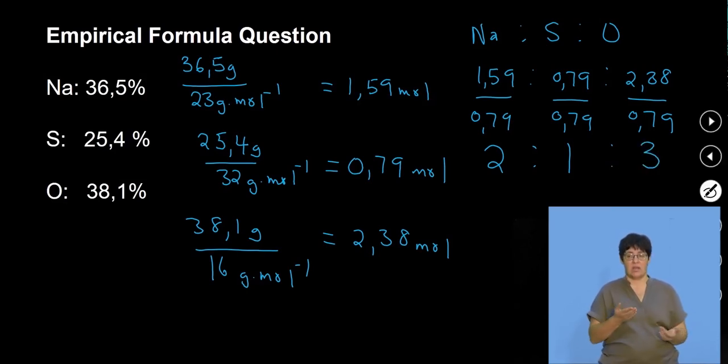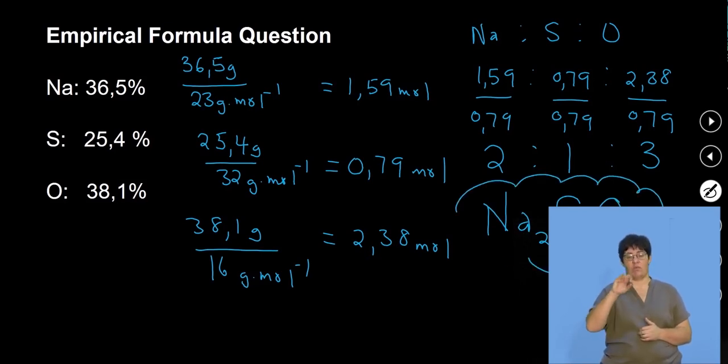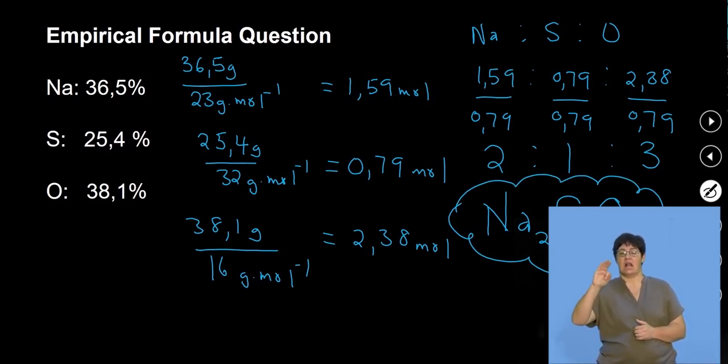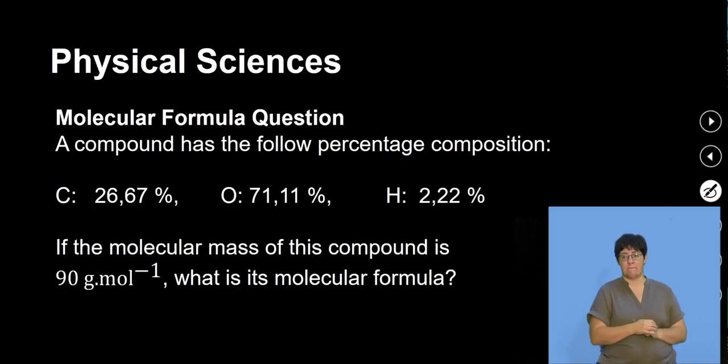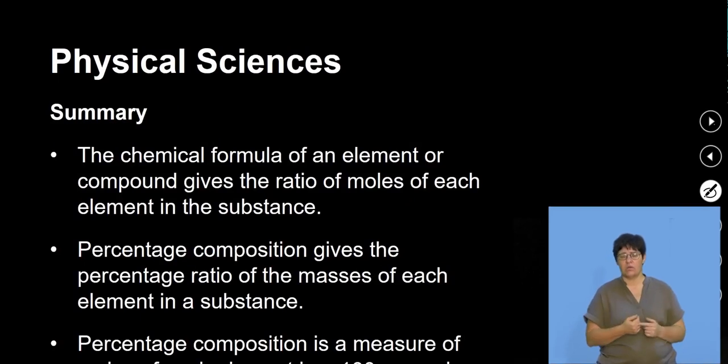So the ratio of sodium is to sulfur is to oxygen, in the simplest whole number ratio, is going to be sodium 2, and then 1 mole of sulfur, and then 3 moles of oxygen. So this is our empirical formula. So the substance in this case is going to be our sodium sulfate. Now, what's the long and short of this? These are the different steps that we carried out in determining the empirical formula.